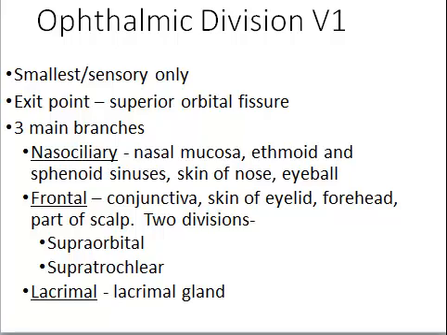The frontal innervates the conjunctiva, skin of the eyelid, mostly the upper eyelid, the forehead, and part of the scalp. And then the frontal divides yet again into the supraorbital and the supratrochlear. And then finally we have the lacrimal division, and that innervates the lacrimal gland.